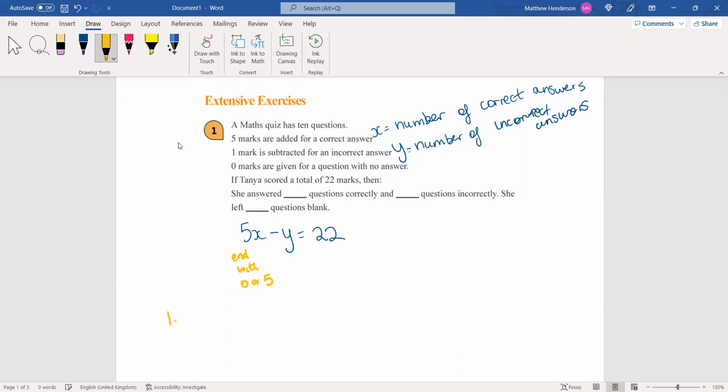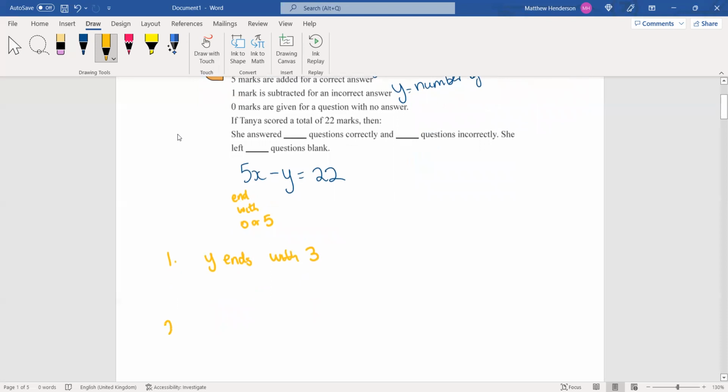The first one, when 5x ends with 5, we need to think of a number that ends in 5, taking away something, and then it ends with 2. That means my 1's digit had to be a 3. You can think of any example of a number that ends in 5, taking away something and giving you a number that ends in 2. The second situation we must consider is if 5x ends with 0, what do we take away to get a number that ends in 2? And the answer is 8. So we have 2 situations to consider.